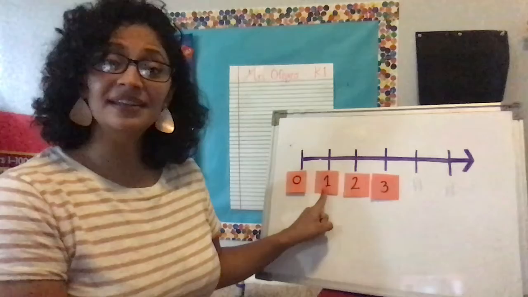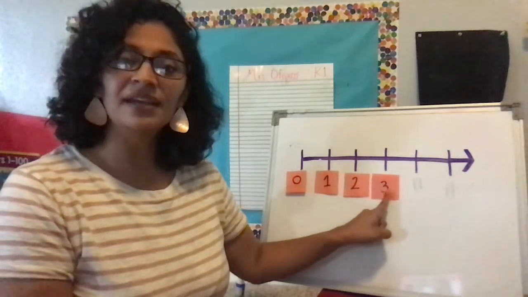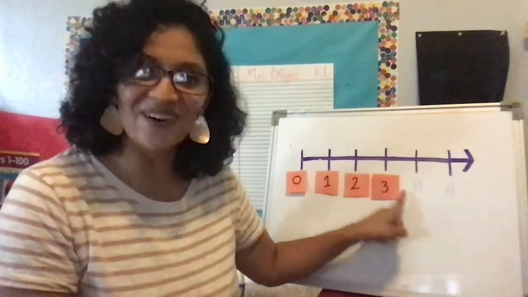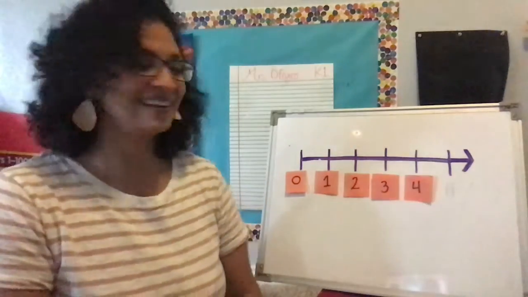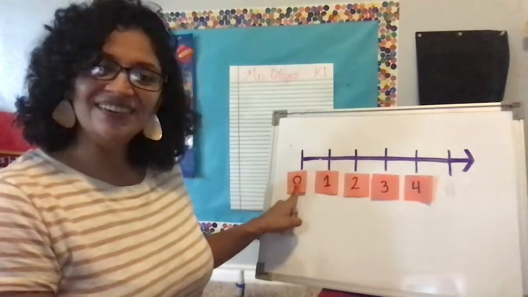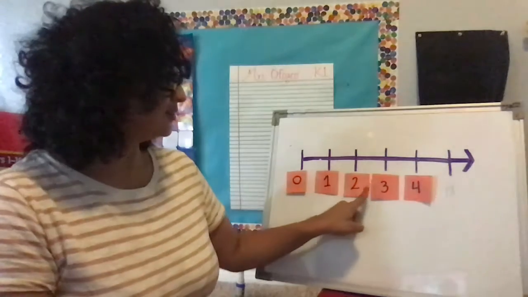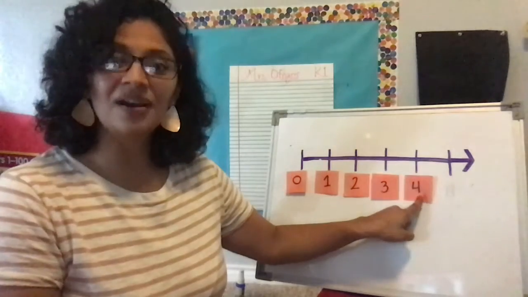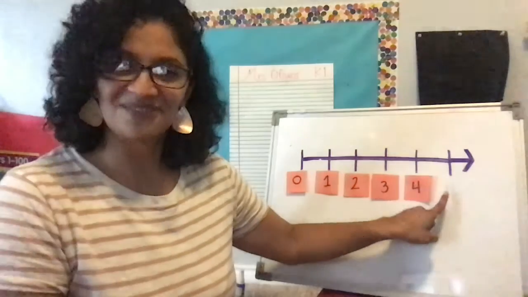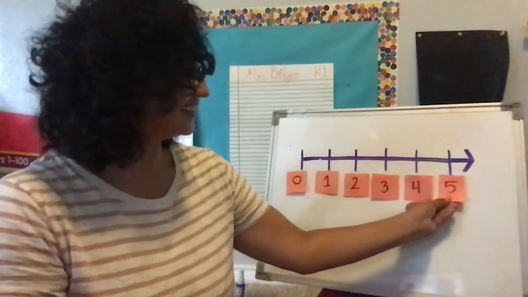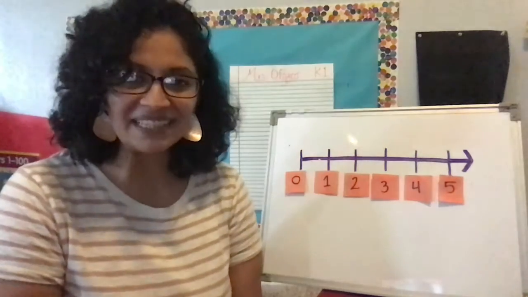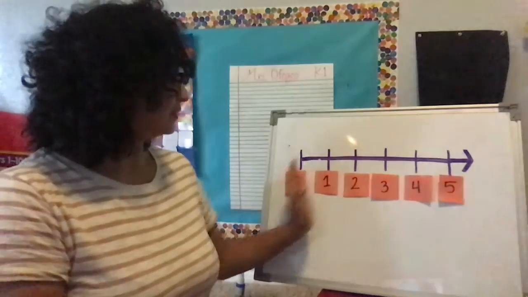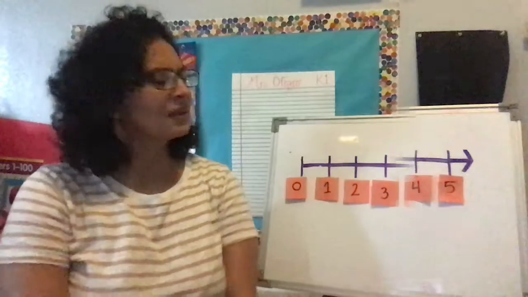0, 1, 2, 3, 4. You're absolutely right, 4. And there's my 4. 0, 1, 2, 3, 4, and 5. And my number line is now complete with my numbers 0 to 5 in order.